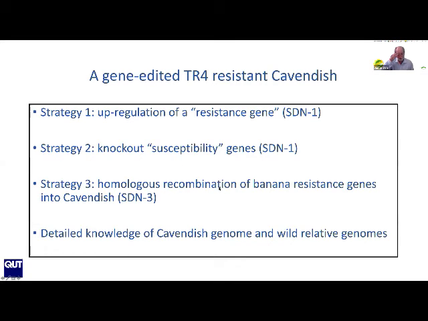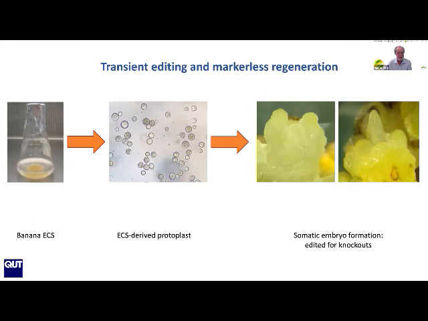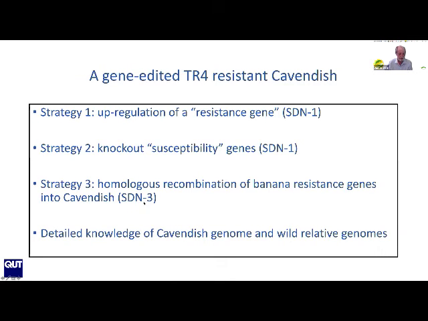Third strategy, which is more challenging, is to take a whole resistance gene, for instance, the resistance gene from Musa acuminata malaccensis, and actually put that whole gene back into Cavendish. This is this SDN3 technology. This is very, very difficult to do. It's not very efficient, and also SDN3 isn't necessarily recognised throughout the world as applicable for non-regulation.